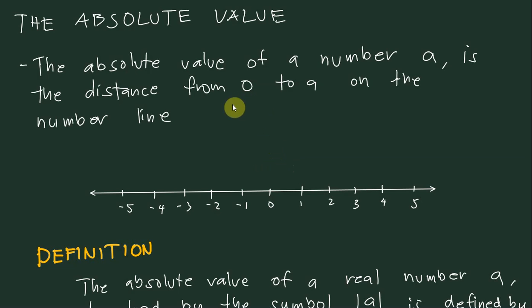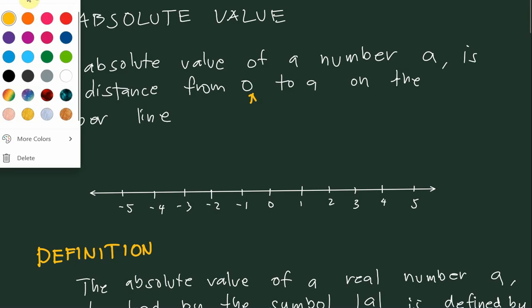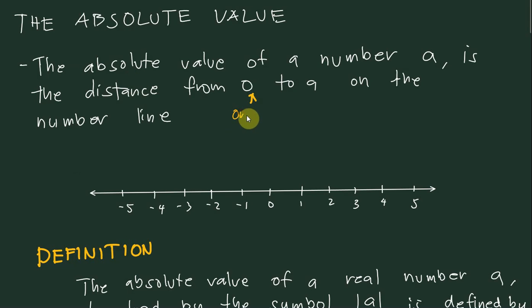So 0, this is the origin, right? The distance from the origin to a on the number line. The absolute value is only concerned about the magnitude. It does not care about the direction. When you say magnitude, it is always positive, right?